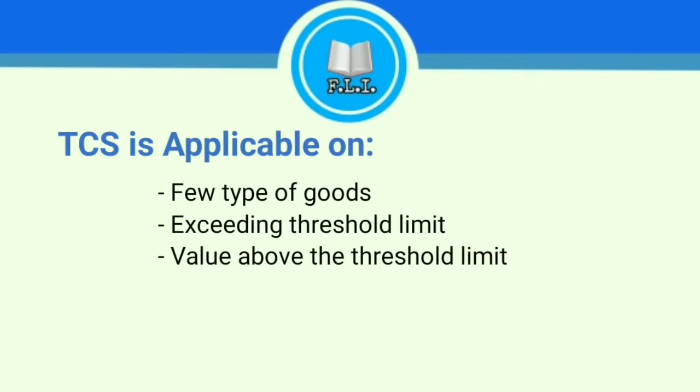For a few nature of goods, TCS is applicable from Rupee 1, and for certain nature of goods only on exceeding a threshold or exemption limit. For example, in the sale of any goods provision, TCS is applicable only on exceeding a threshold limit, and tax is to be applied only on the value above this limit.